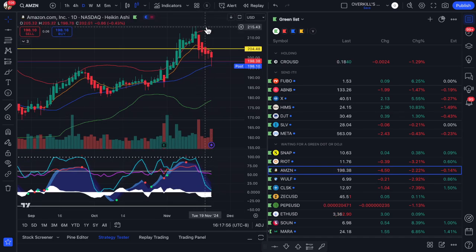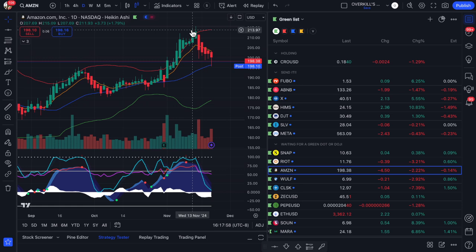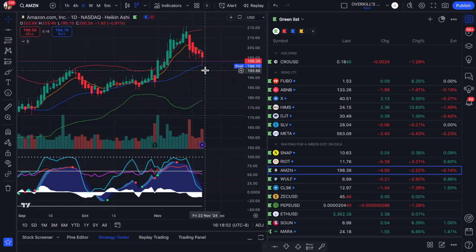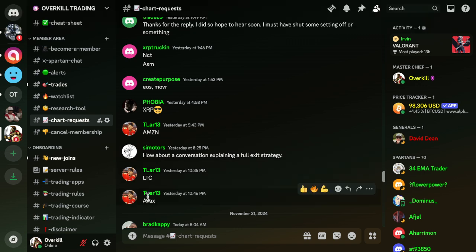Look, Amazon, the greatest company in the world, pulling back. It's pulling back. The greatest company in the world is pulling back. It's amazing, and it's going to set up very nicely. Green dot on that one's going to look nice.